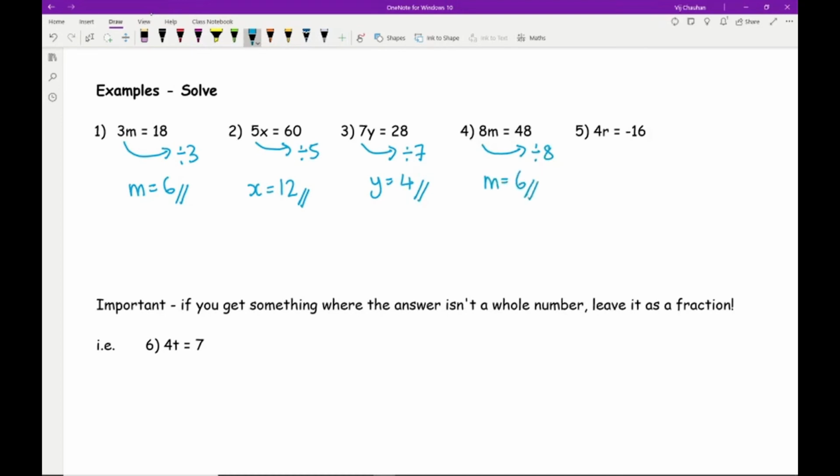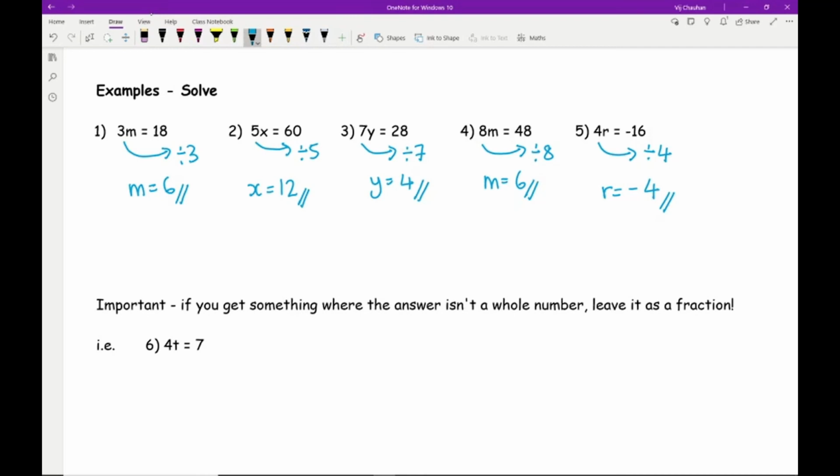And then 4 times, I'm multiplying by 4, so the opposite would be to divide by 4. So I've got r equals, and again, how many 4's go into 16? That would be 4. And I've got an odd number of negative numbers, so the answer then is -4. Now, what is important, again, this kind of leads into more high level work, is if you get something where the answer isn't a whole number, do your best, particularly with algebra, leave it as a fraction.